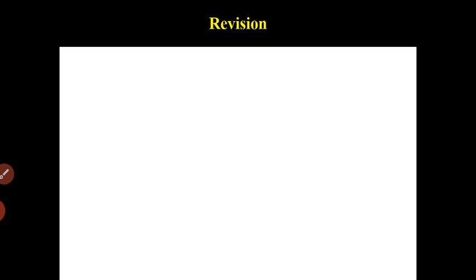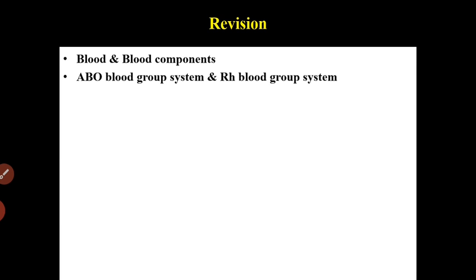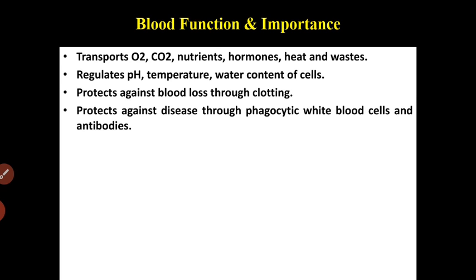Now let's have a quick revision from our last lecture. What have we studied? First, blood and blood components. Second, the blood group system, ABO and Rh. Third, blood donor group. Fourth, Bombay blood group. I hope the concepts are clear. If you have any doubt, you can ask. Moving ahead, we'll see the blood function.